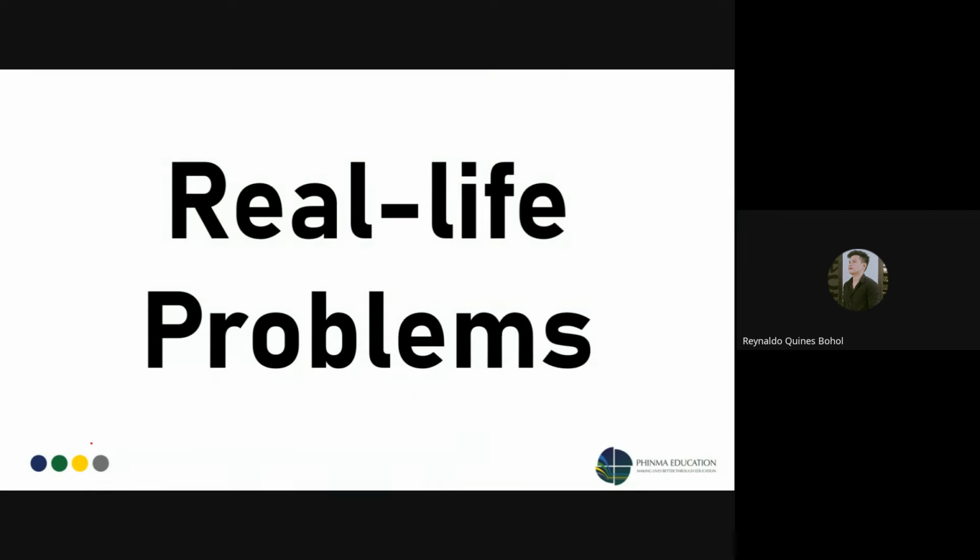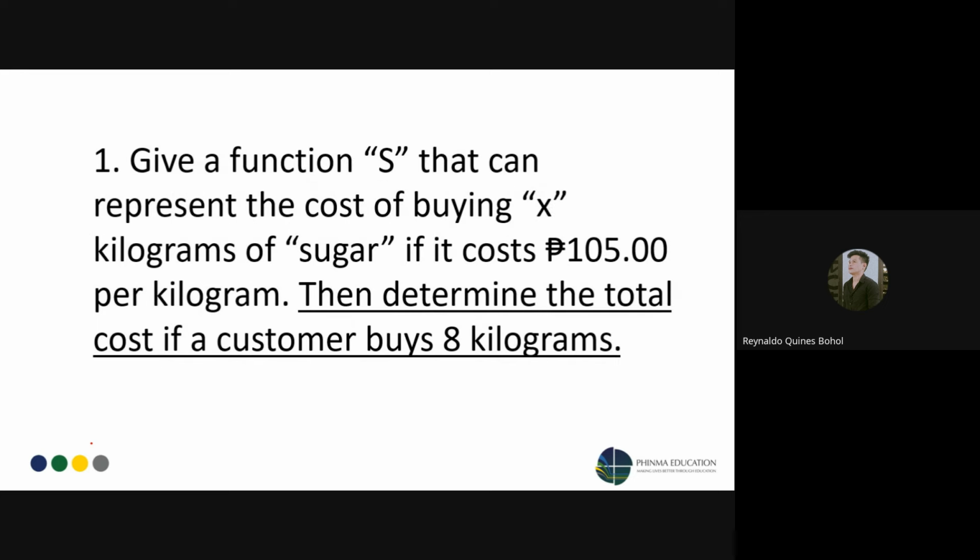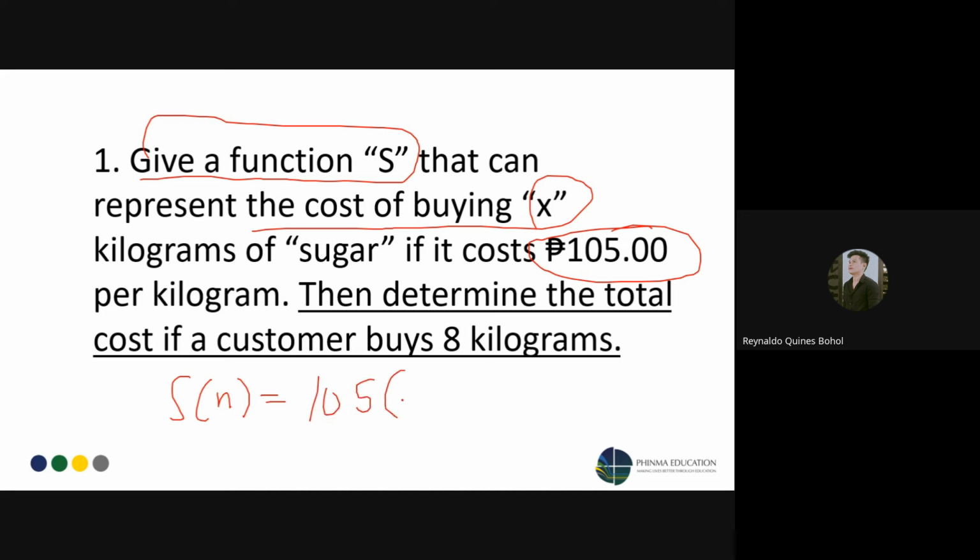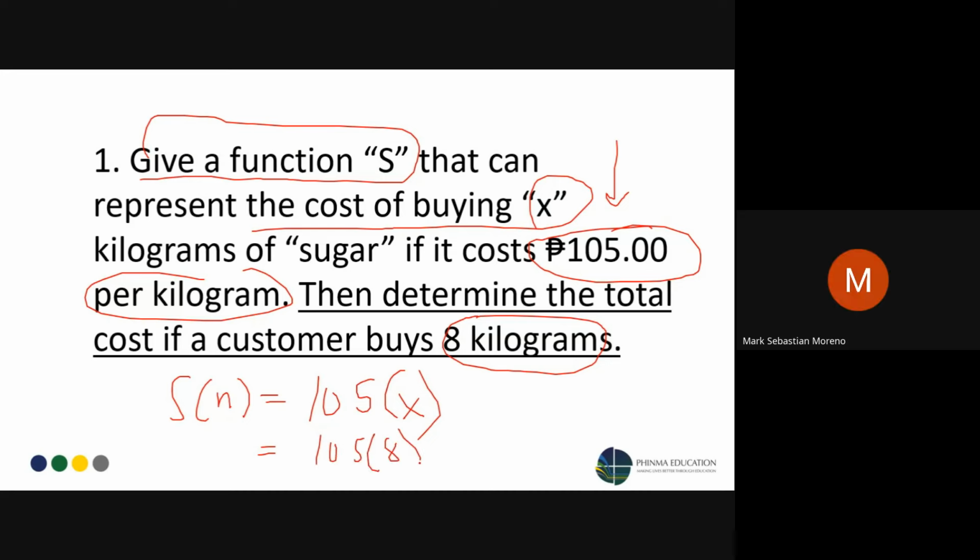Now let's apply what we have learned about function notation in real life situations. A. Give a function S that represents the cost of buying X. So S of N is equivalent to 105 pesos. This is the mathematical equation if the price of sugar is 105 per kilo. So how much will he spend if he buys 8 kilograms? 105 times 8. Carbo got the correct answer. So the answer is 840.